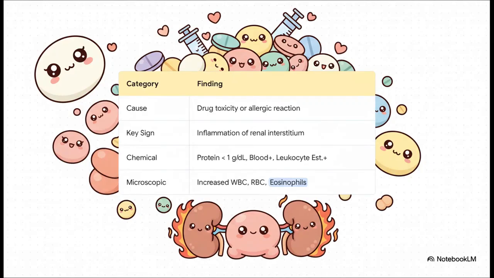Now let's contrast that with acute interstitial nephritis, or AIN. This is different. This is not cell death from a lack of oxygen. Instead, AIN is an inflammatory or allergic reaction that's happening in the interstitium. That's the supportive tissue between the tubules. And more often than not, this is caused by a hypersensitivity reaction to a medication.